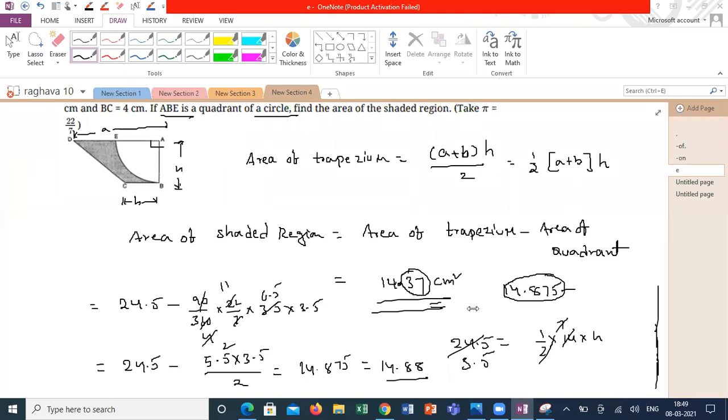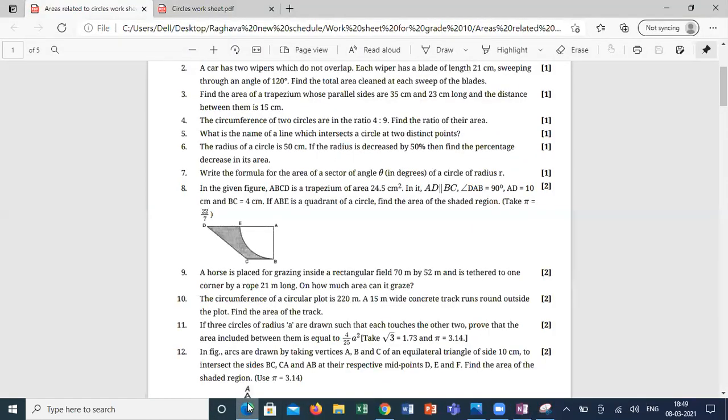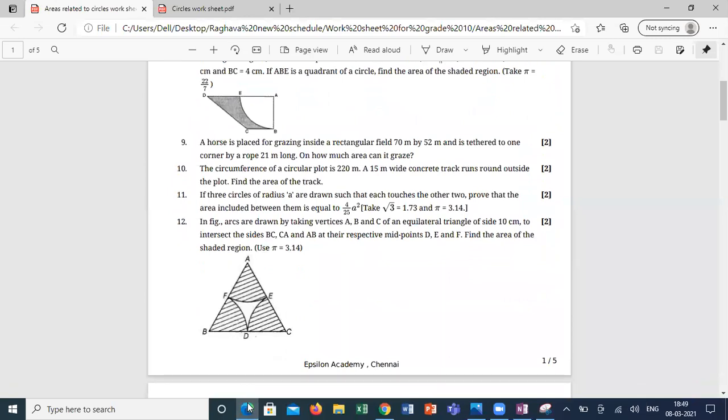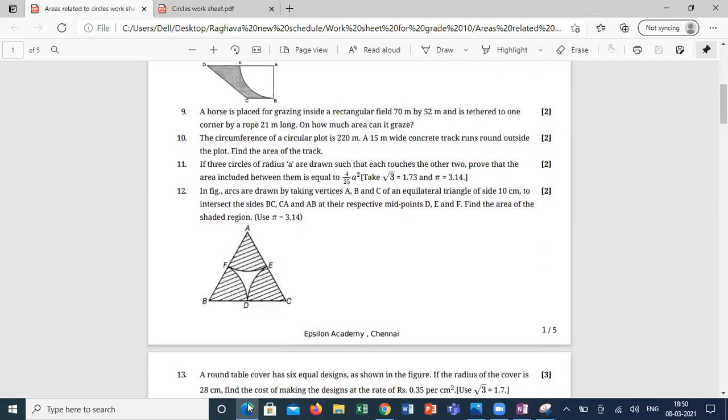Shall I go for some other question? Ninth question, it's already taken from the textbook, it seems. A horse is placed for grazing inside a rectangular field of 70 meter by 52 meter and is tethered to one corner by a rope of 21 meter long. How much area can it graze? This is a textbook question, am I right? Yes, sir. Try the 11th and 12th.